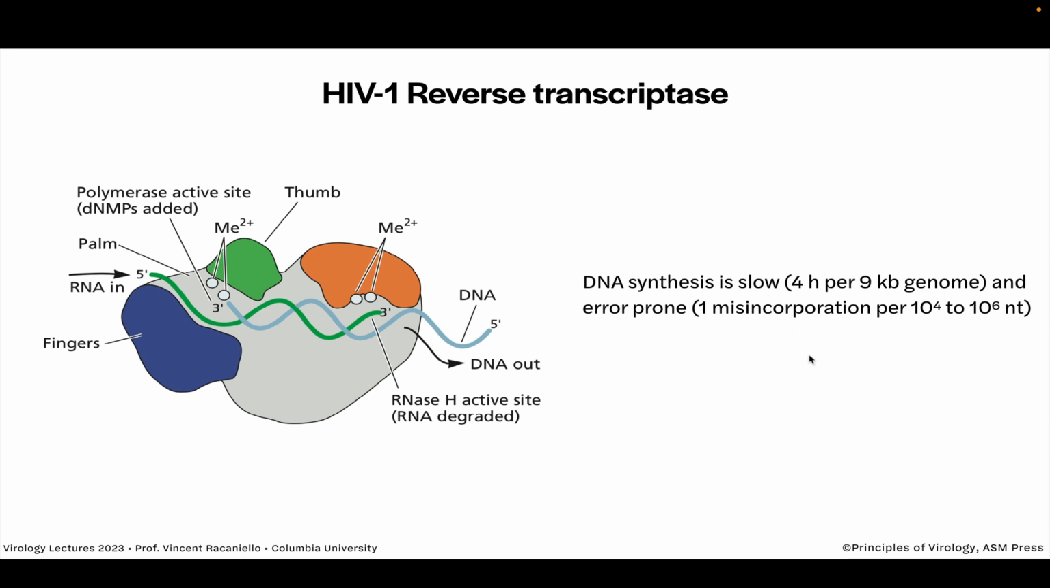Reverse transcription is slow. It takes about 4 hours to copy one genome. And it makes a lot of mistakes. It makes a mistake every 10,000 to a million bases. And on the left is a cartoon of reverse transcription. We have RNA coming in on the left here, single-stranded RNA. It passes through the active site. There are two metals, and DNA is added based on the template, of course, by incorporation of dNMPs. We now have double-stranded DNA-RNA passing across the enzyme. It reaches the RNase H active site. The RNA now is degraded, and out comes a single-stranded DNA, which eventually will be made double-stranded before it integrates into the host cell.